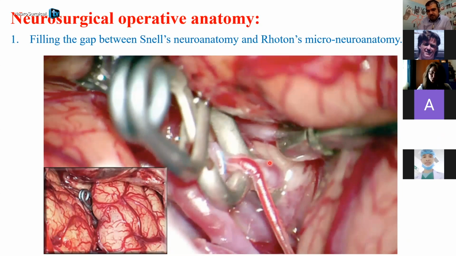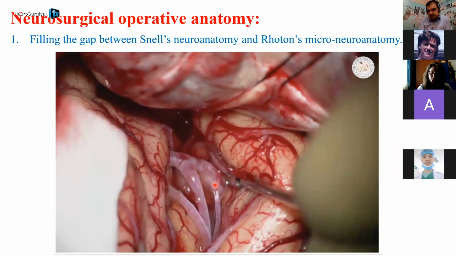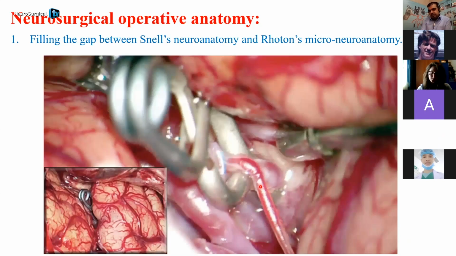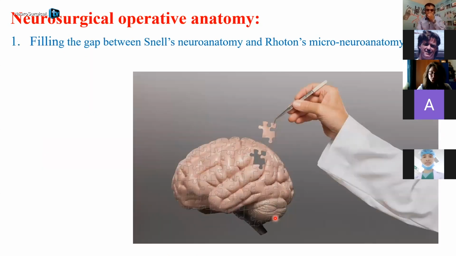This is the middle cerebral artery, and this is the aneurysm clipped, and the branch just above the dome of the aneurysm is this branch, with magnification. I think that's our target when doing surgery, but before that we need some steps to dig into the neuroanatomy before reaching this level, and actually this is the nicest one to be studied. So this is a general idea about how to fill the gap between Snell neuroanatomy and Rhoton neuroanatomy.